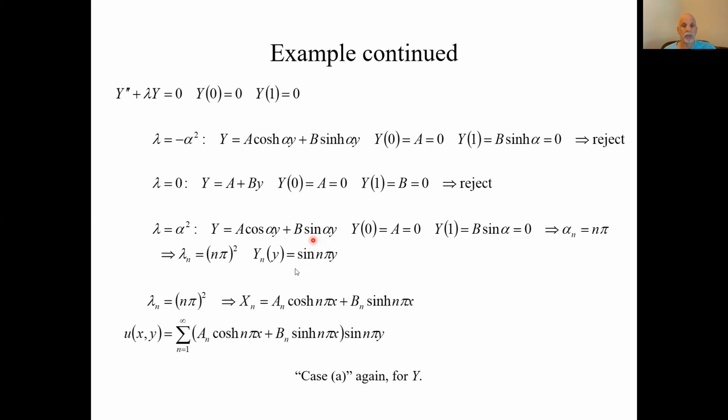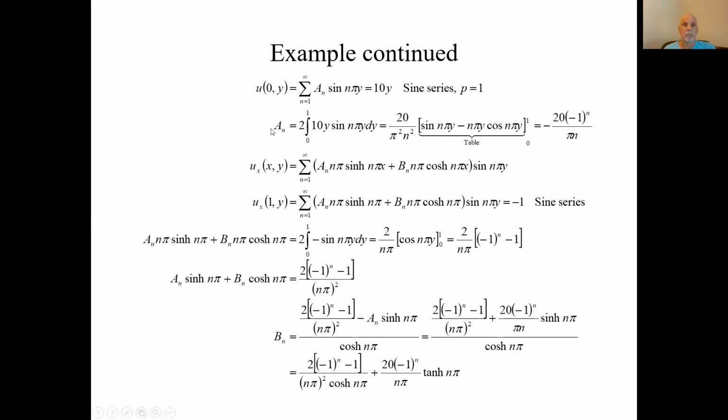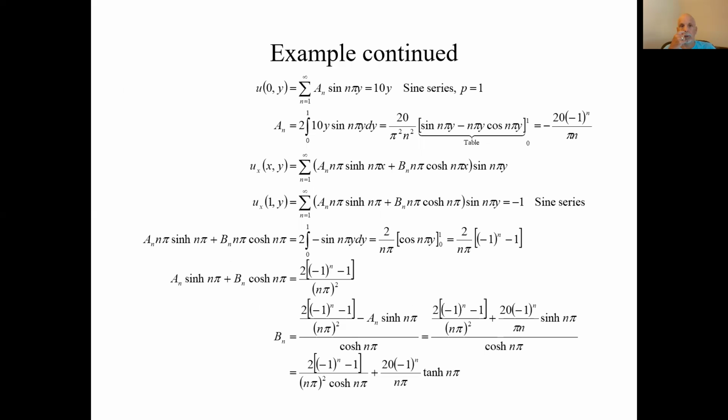So I have these solutions for y, these for x. I multiply them together and add them up for all n's. Here is my general solution. It satisfies the equation itself and these two boundary conditions. I still have these boundary conditions left to satisfy. So let's go through that.